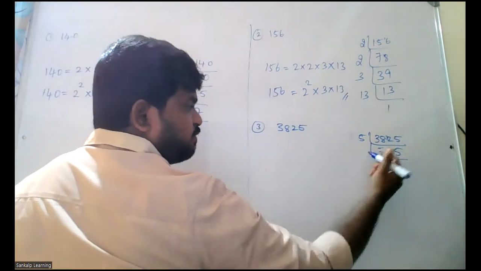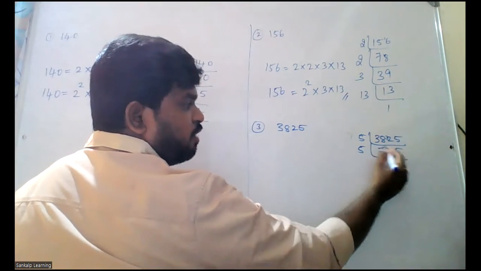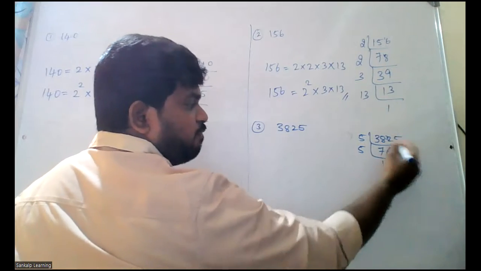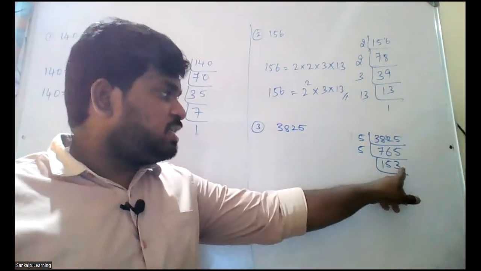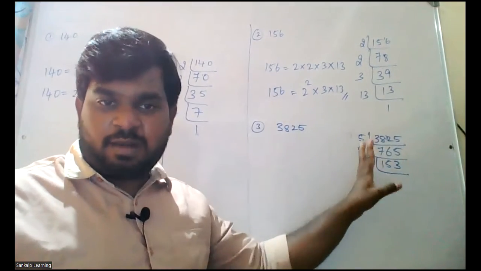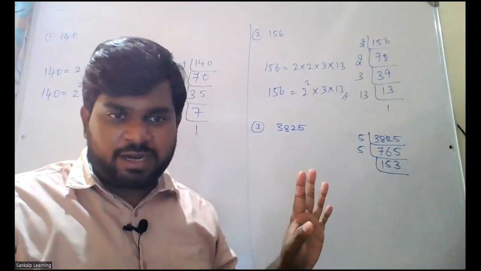Again, the last digit is 5, so let's start with 5. 5 ones are 5, 2 carry. 5 fives are 25, 1 carry. 5 threes are 15. Now, the last digit is not even. Therefore, the entire number is not even. So I cannot divide it by 2.